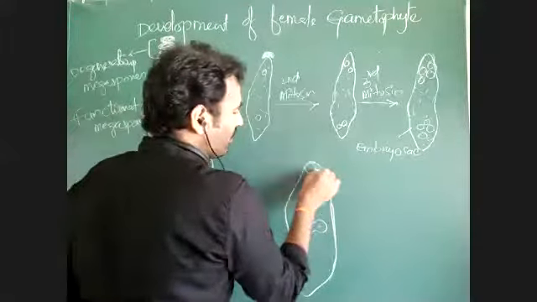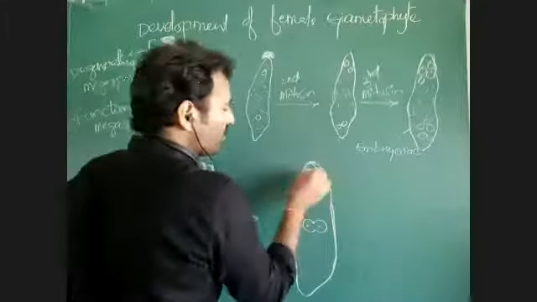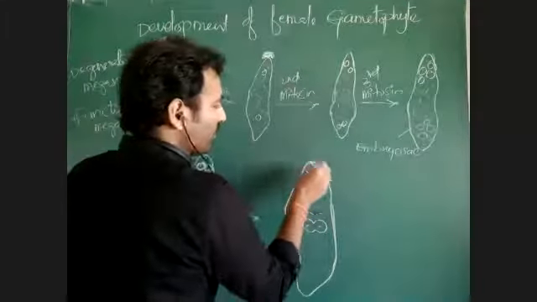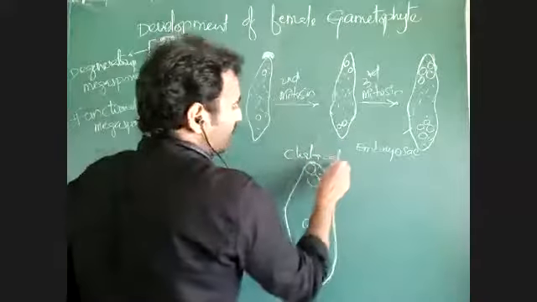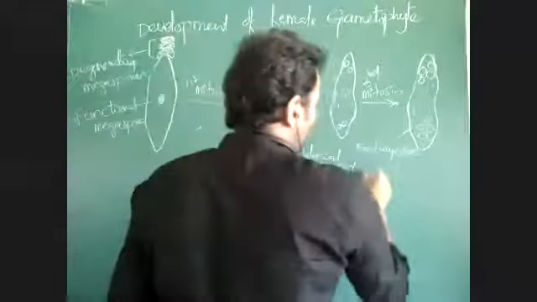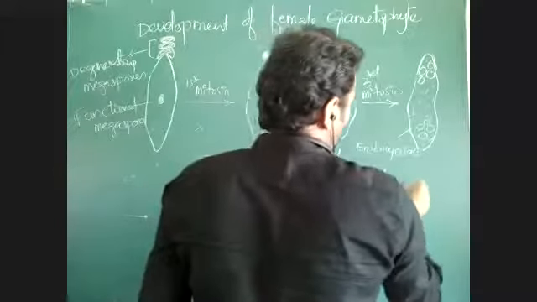Then here the 3 cells which are present at chalazal end are called antipodal cells.